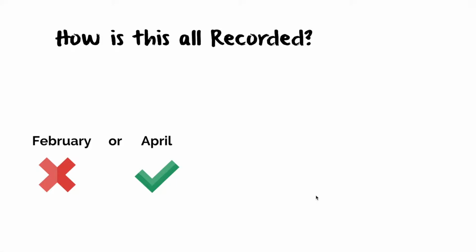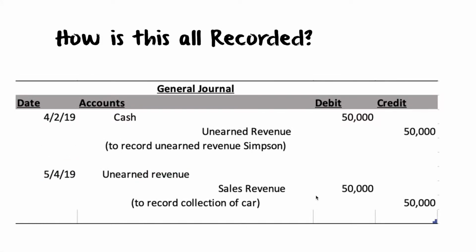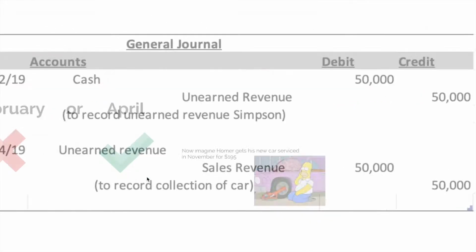So how is this all recorded? It's recorded in a journal entry. Homer's cash is $50,000 and that's when he's paid in February, and that goes into the unearned revenue account because Gil actually hasn't earned the revenue yet. In April, he actually earns the revenue because Homer receives the car.